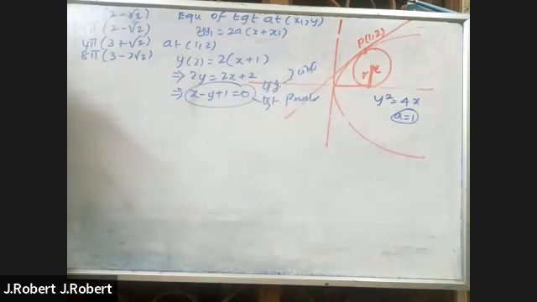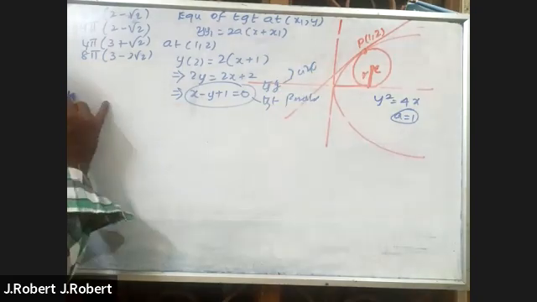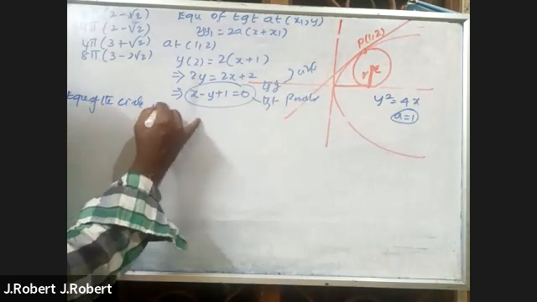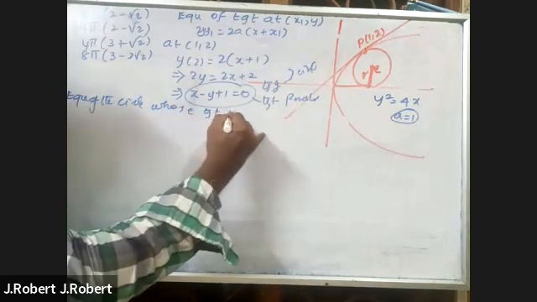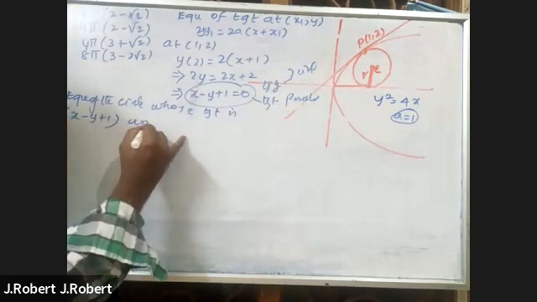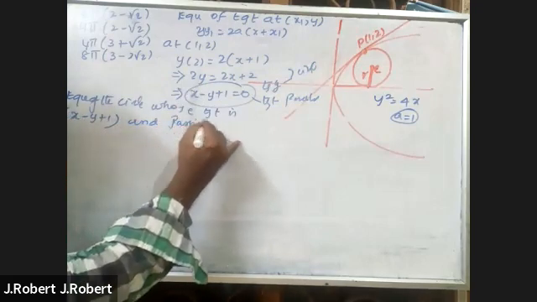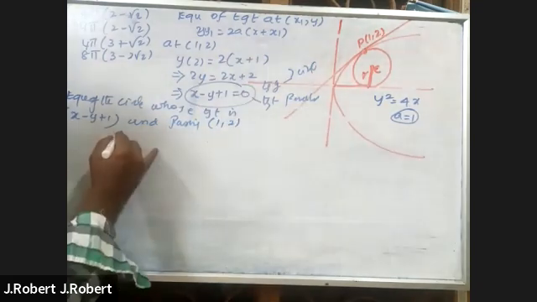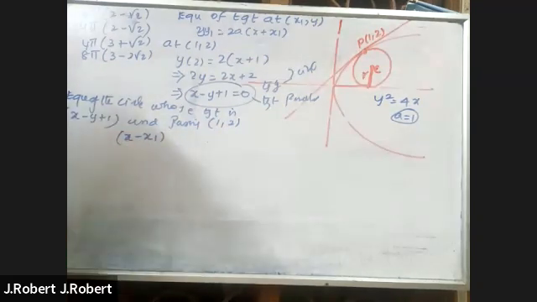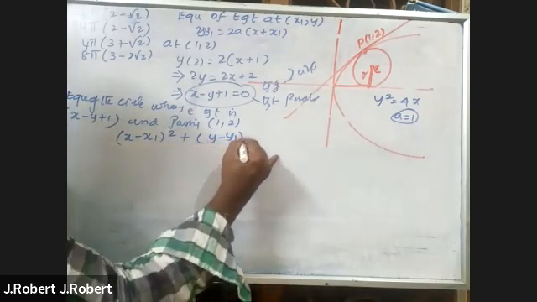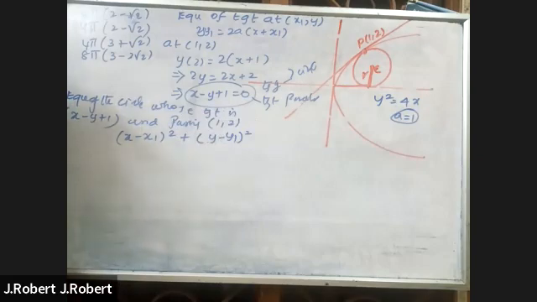If the tangent is given and the point is given, find the equation of the circle whose tangent is x minus y plus 1 and passing through the point (1, 2). What does the formula say? x minus x1 the whole square plus y minus y1. How many of you have been given this formula?